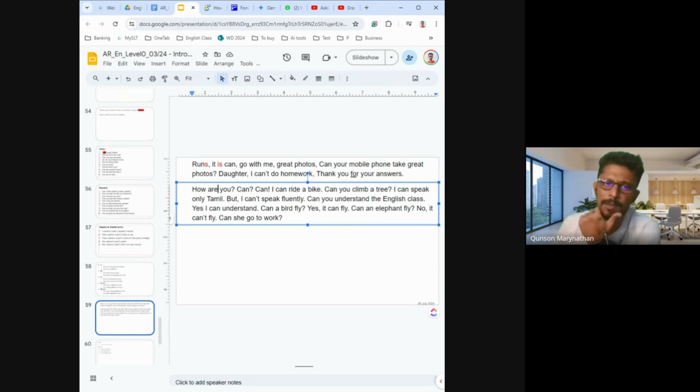Right? Say for example, can you ride a bike? If you say "I ride a bike," that answer doesn't say whether you are able or not. So you have to say, I can ride a bike. Can you climb a tree? That means, can you go up on a tree, right?